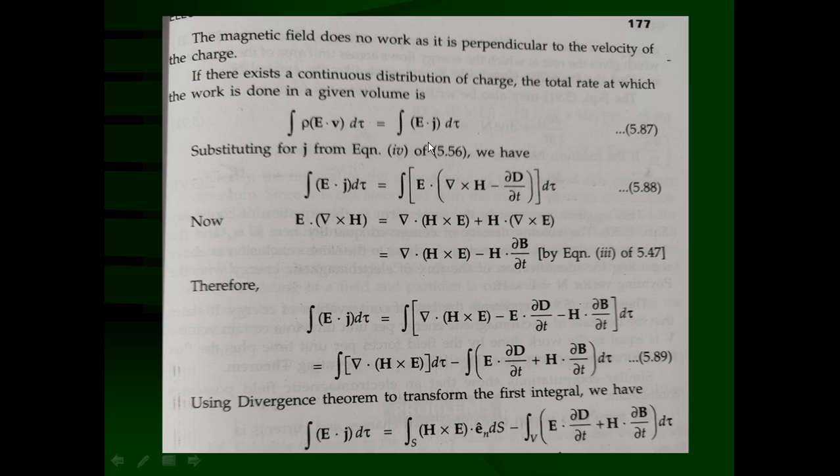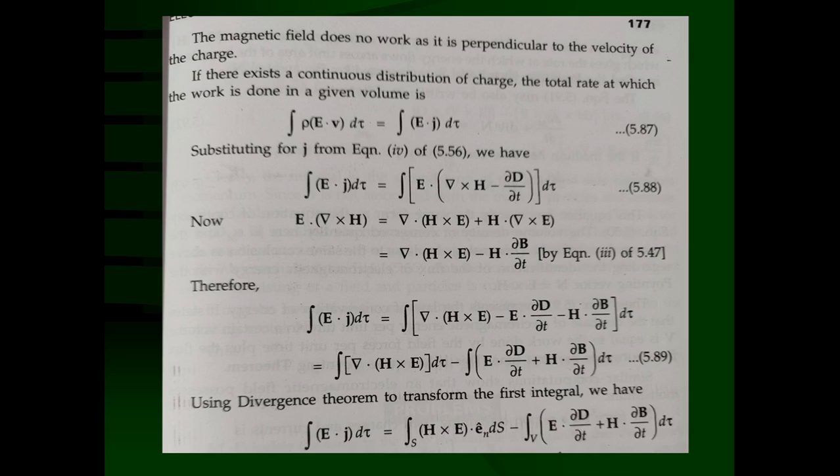Always remember this equation, volume integration of E dot J d tau. What does it indicate? The rate at which work is done on the charge distribution inside the volume by field forces, that means electromagnetic forces, is given by this equation 5.87. Now we can substitute the value of current density J from the Maxwell's equation.